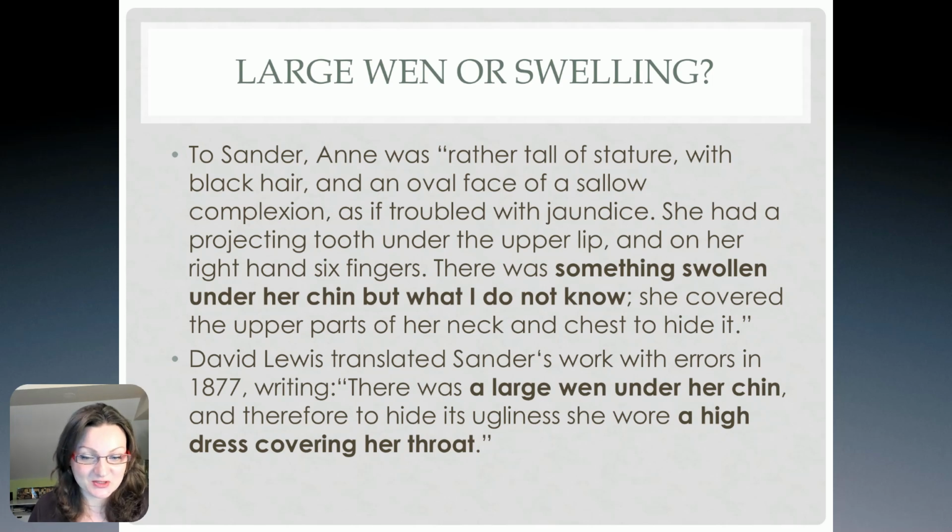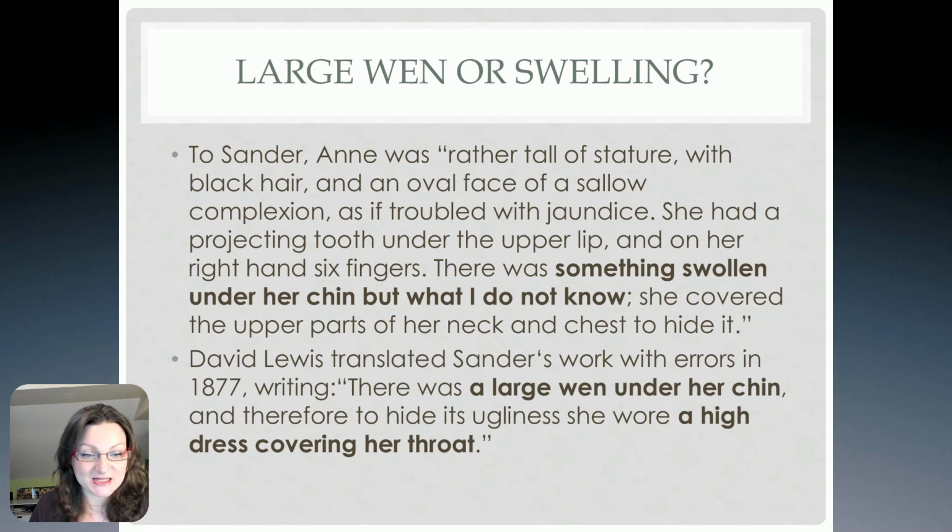Nicholas Sander in 1585 wrote that Anne was rather tall of stature, with black hair and an oval face of a sallow complexion, as if troubled with jaundice. She had a projecting tooth under the upper lip, and on her right hand 6 fingers. There was something swollen under her chin, but what? I do not know. She covered the upper parts of her neck and chest to hide it.